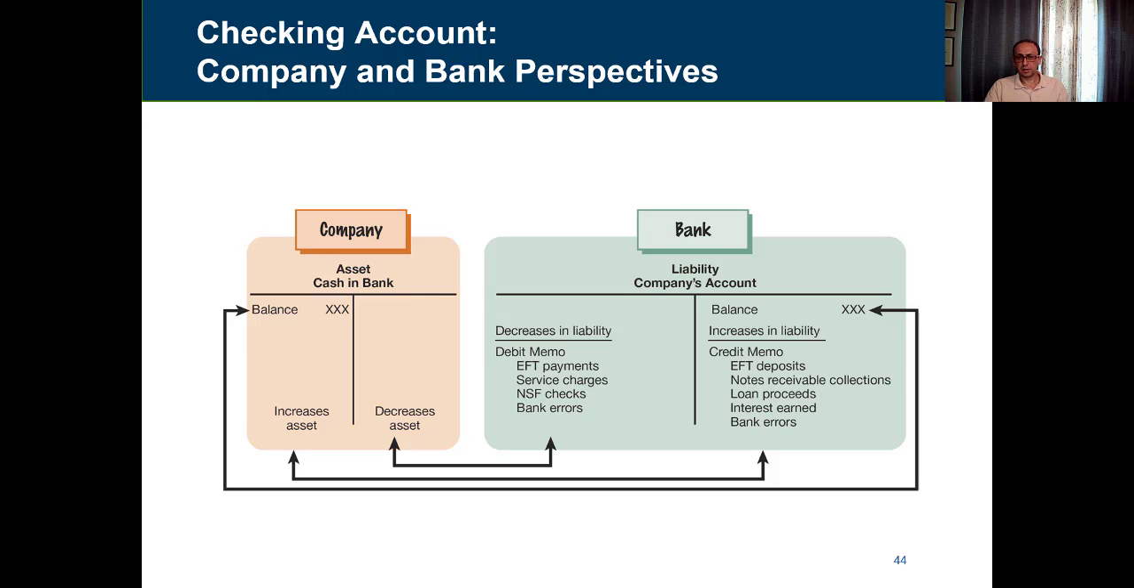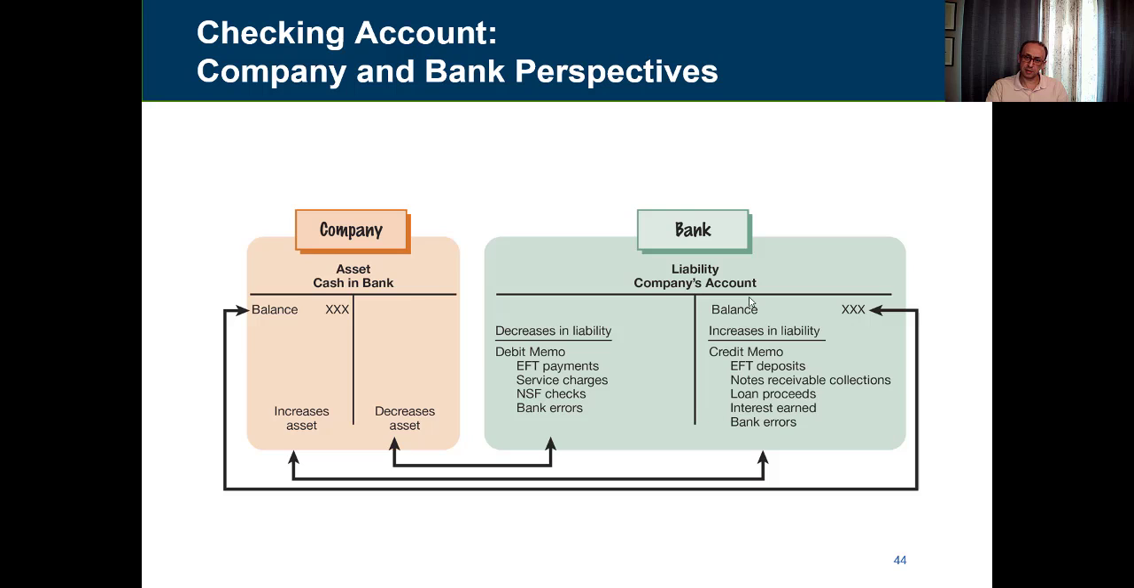So here we have a side-by-side, the company versus the bank. As you can see here, cash for the company is an asset. We call it cash in bank. We have a beginning balance on the debit side. All the increases are recorded on the debit side, and all the decreases are recorded on the credit side.